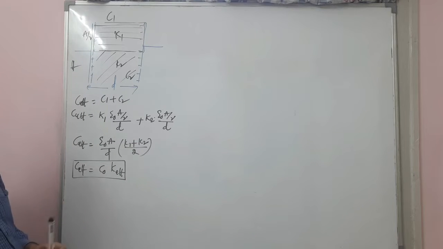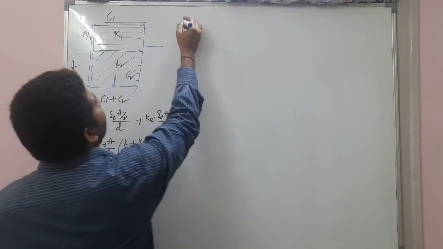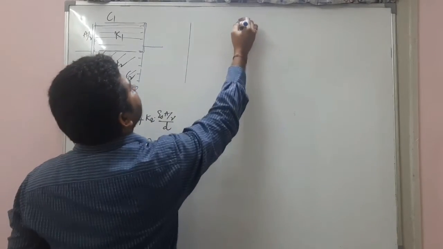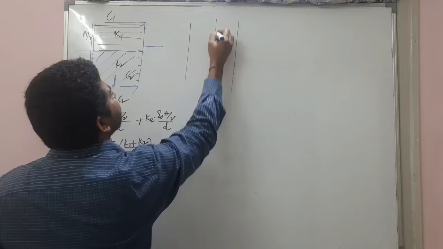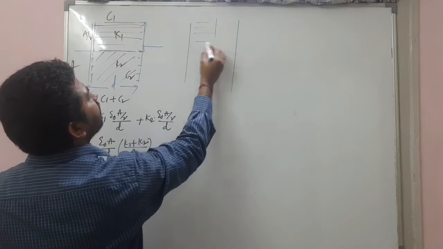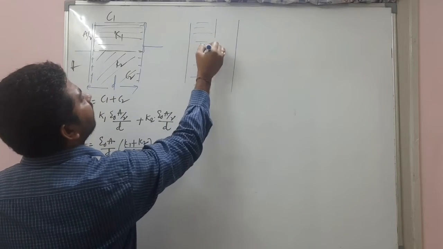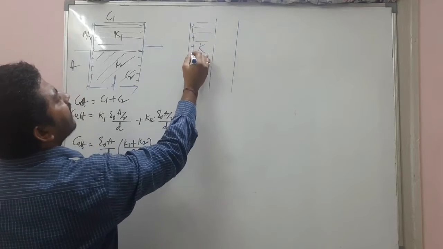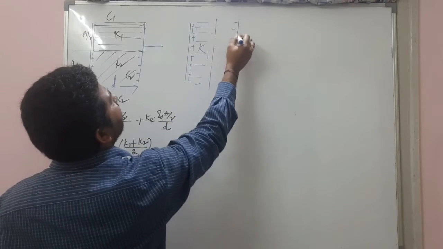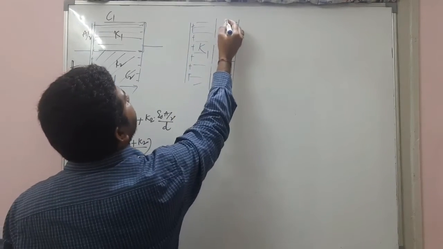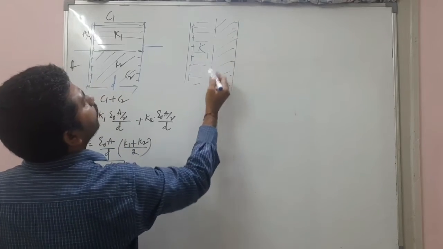Right? For example, next case, listen, if we divide this into two parts like this, this is K1, so this is the positively charged plate and this is the negatively charged plate, and here there is K2.